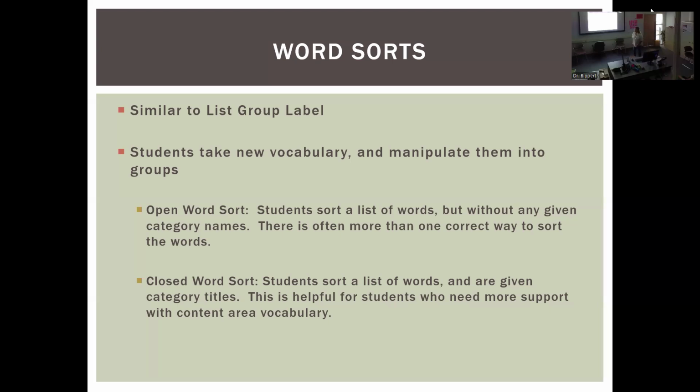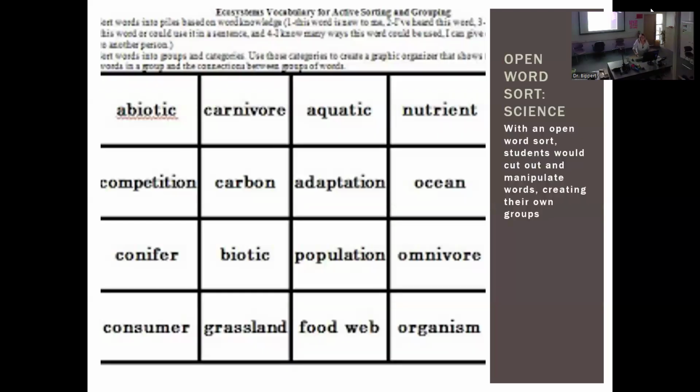Word sorts are similar to list group label, but here we're having the vocabulary and then manipulating them into groups. I've actually done this in doctoral classes. It's really effective with brand new vocabulary, to help make connections as we're learning. So it's like list group label, except it's more about manipulating and moving. It's more kinesthetic, really.